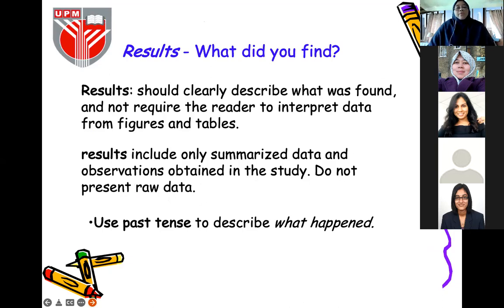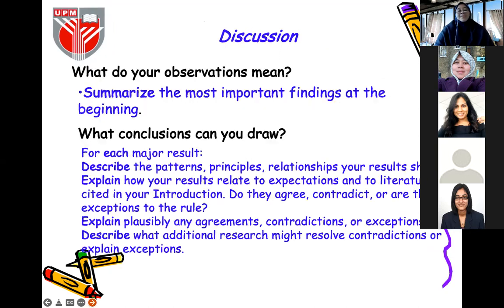For results, you should clearly describe what was found and not require the reader to interpret data from figures and tables. Results include only summarized data and observations obtained in the study. Do not present raw data. This one I will show an example so that you know how it looks, but most of you have read journals, I'm sure.